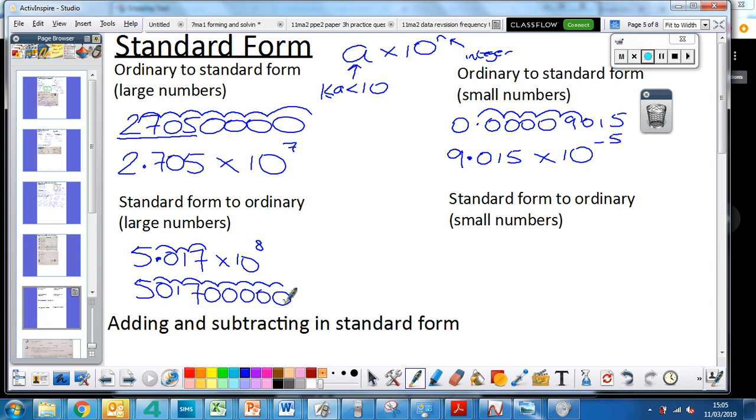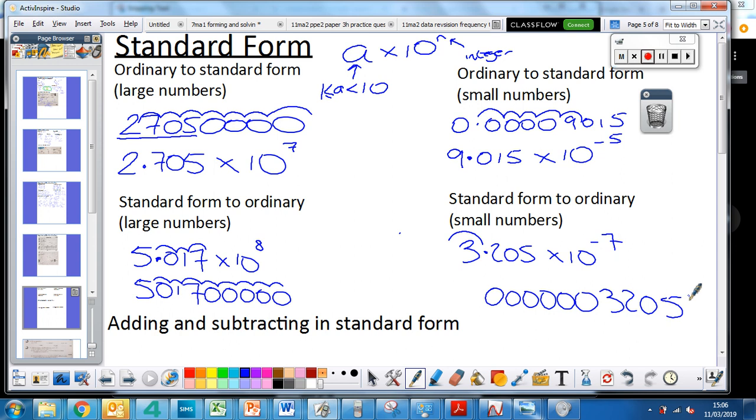Now let's have a look at from standard form to ordinary numbers for really, really small numbers. So for example, 3.205 times 10 to the power minus 7. That means that that decimal point will look like it's moved 7 places to the left. So it's going to take 1 to jump over the 3. And then it needs another 6 things to jump over. So in this case, it's going to need another 6 zeros to jump over. 1, 2, 3, 4, 5, 6. And then I've got 3205.